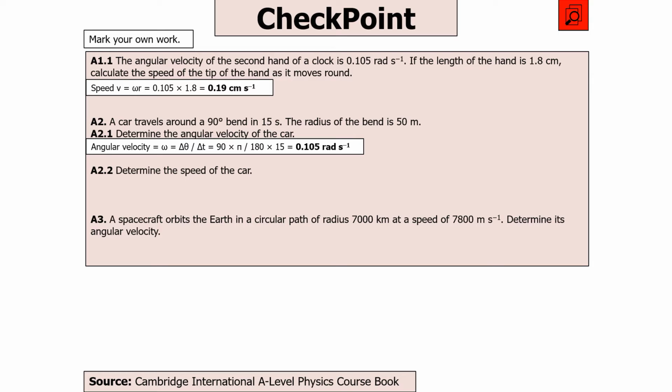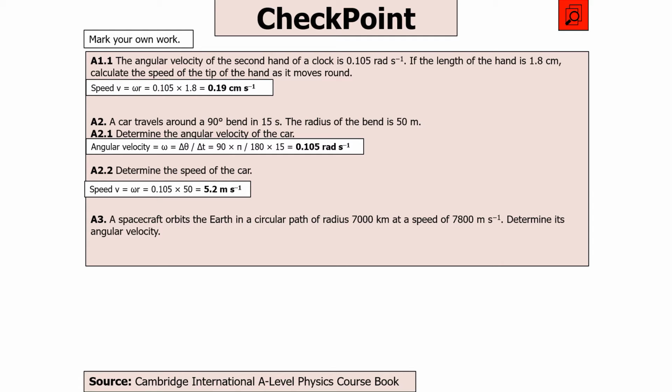Now it's not a full revolution here, so we can say it's going to be 90 times pi over 180. So we know that's going to be pi over 2 radians, and then we're going to divide that by 15 seconds, so it gets 0.05 radians per second. Then the speed is equal to omega r, so we multiply that by the radius, which is 50 meters, to get 5.2 meters per second.